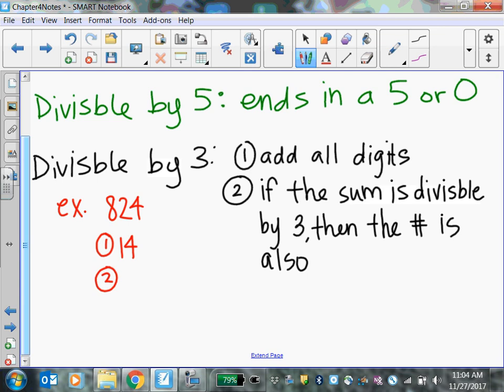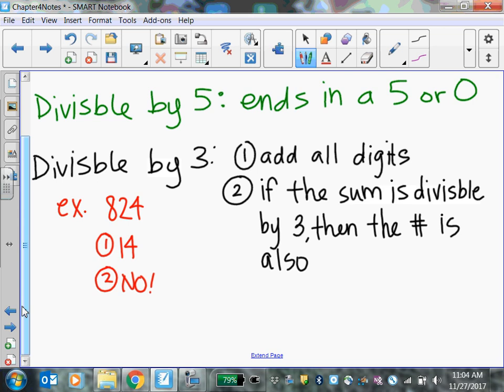Is 14 divisible by 3? Can you count by 3s and get to 14? No. So is 824 divisible by 3? No, because that number is not divisible by 3. It's super easy. If the number you add up to isn't divisible by 3, the number itself is not divisible by 3. 8 plus 2 is 10, 10 plus 4 is 14.